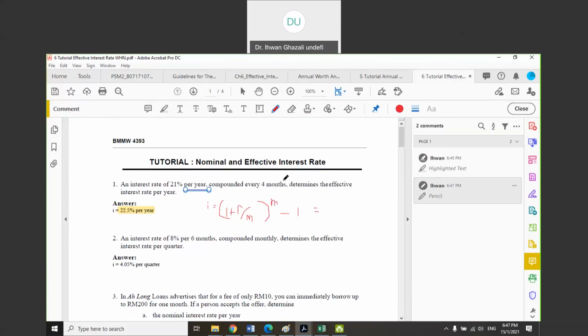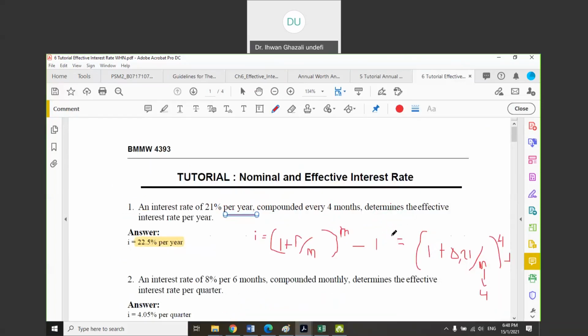You use this number. M for 4 months, you just use 4, and the value of 20, for example, 1 plus R is 1.20, 0.20 per M. What is the M? This is 4, right? Okay, and then minus 1. And the result you can calculate. I will try to calculate it.